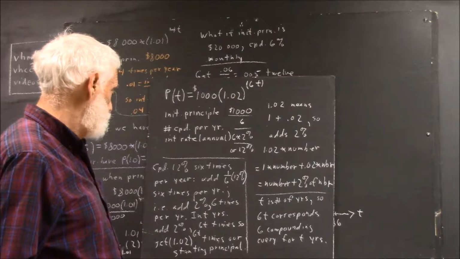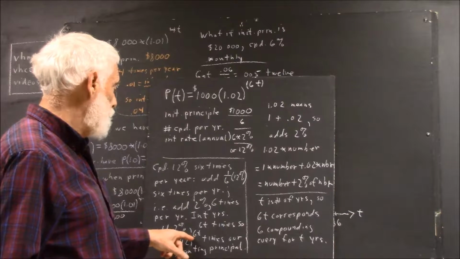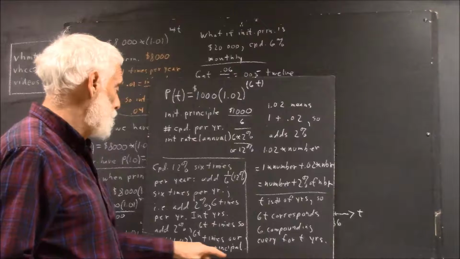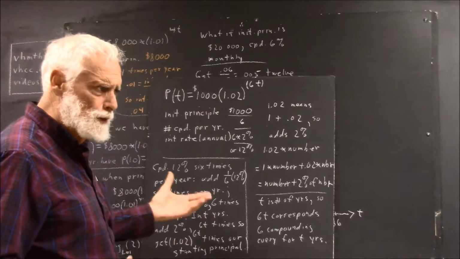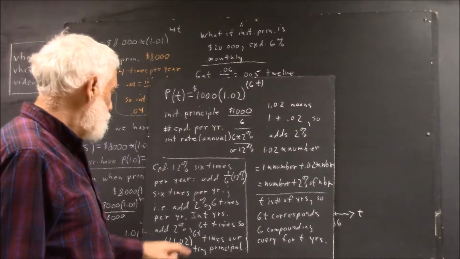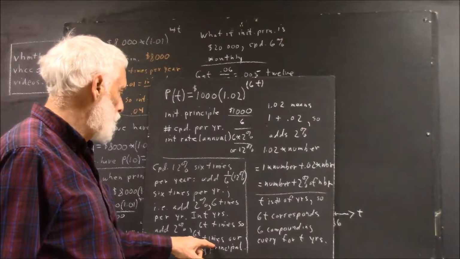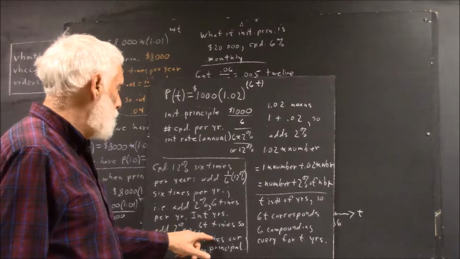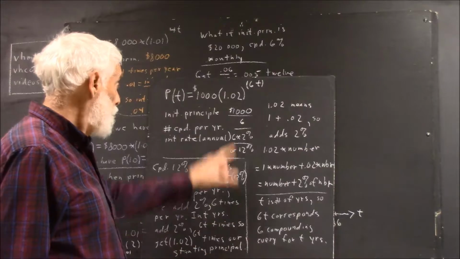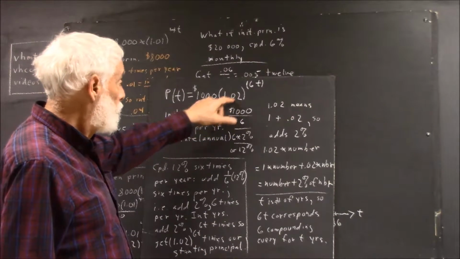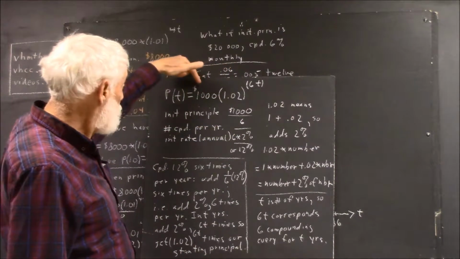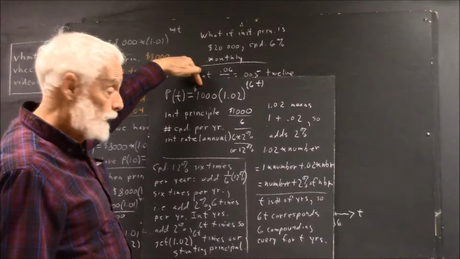And we're going to get this multiplied by our starting principal. I said times, and I used the word times two different ways, so maybe this should read multiplied by. We multiply this by our starting principal. That's what we have here: 1.02 raised to the 6T multiplied by our starting principal, $1,000.